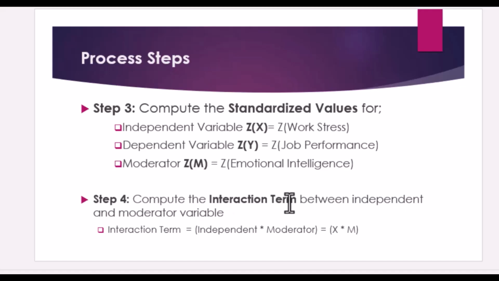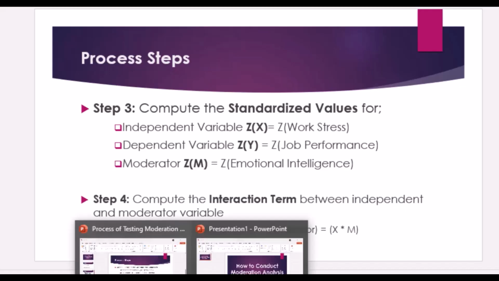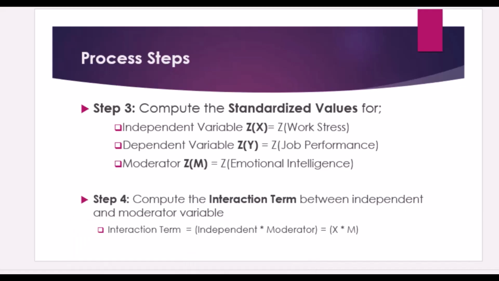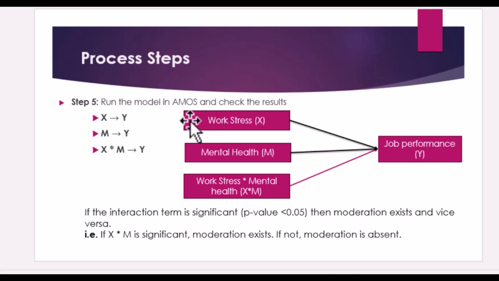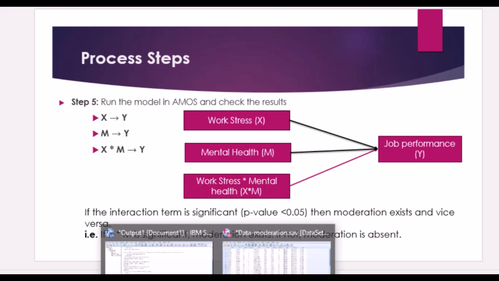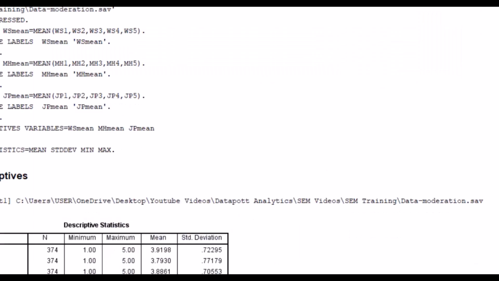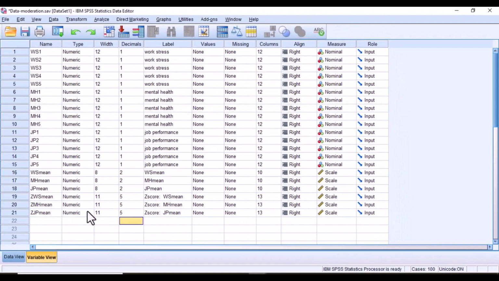Step number 4 is to compute the interaction term between the independent variable and the moderator. So if we come here, we know that work stress is our independent variable and mental health is our moderator. So what we want to create is the interaction term between work stress and mental health. So we go back to our SPSS software.